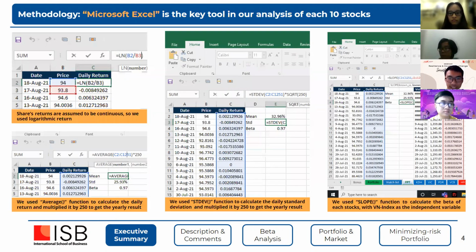Okay, thanks for your introduction. Here we will get into the business description and some comments about the recent returns of the 10 stocks.